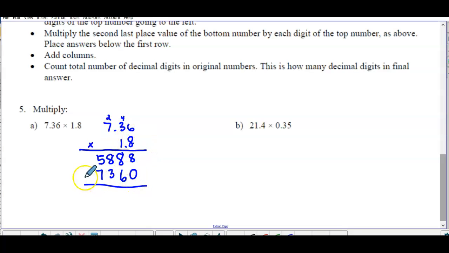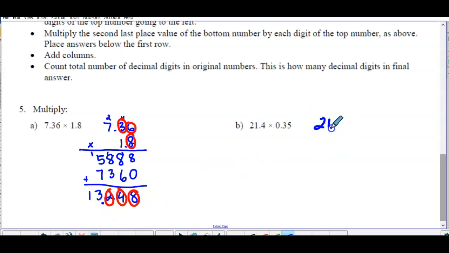And this is where we have to add these columns. And then we count up the place values. So here I've got 1, 2, 3 decimal digits. So I'm going to have 1, 2, 3 decimal digits, and the decimal goes there. Think about, does it make sense? So 7.36 is about 7. 1.8 is about 2. 7 times 2 is 14. This is 13 point something. So it makes sense that you've got the decimal in the right place.